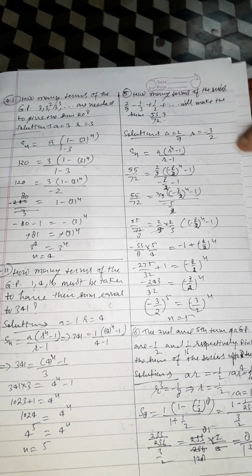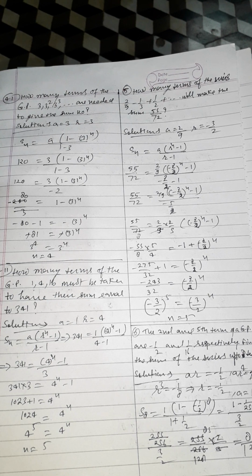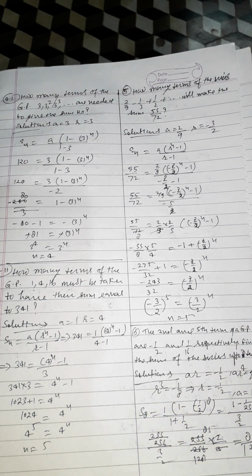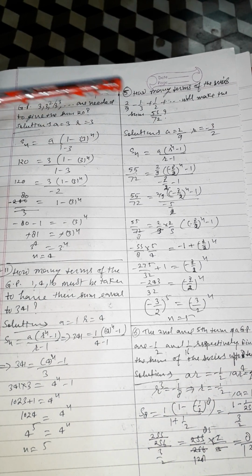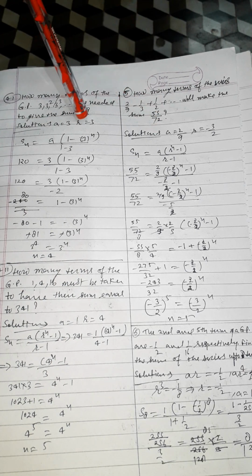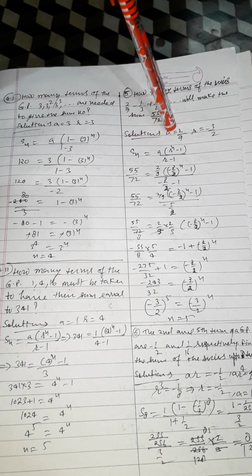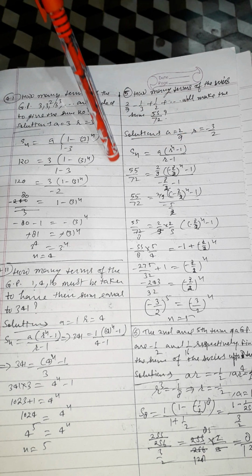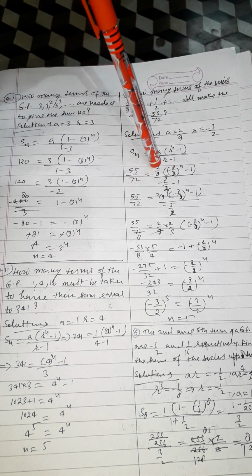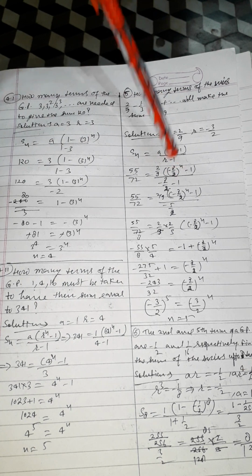Next sum, 5 number: how many terms of the series 2/9, minus 1/3, 1/2, and so on will make the sum 55/72? a is equal to 2/9, r is equal to minus 3/2. Sn is equal to a(r^n minus 1) upon r minus 1.